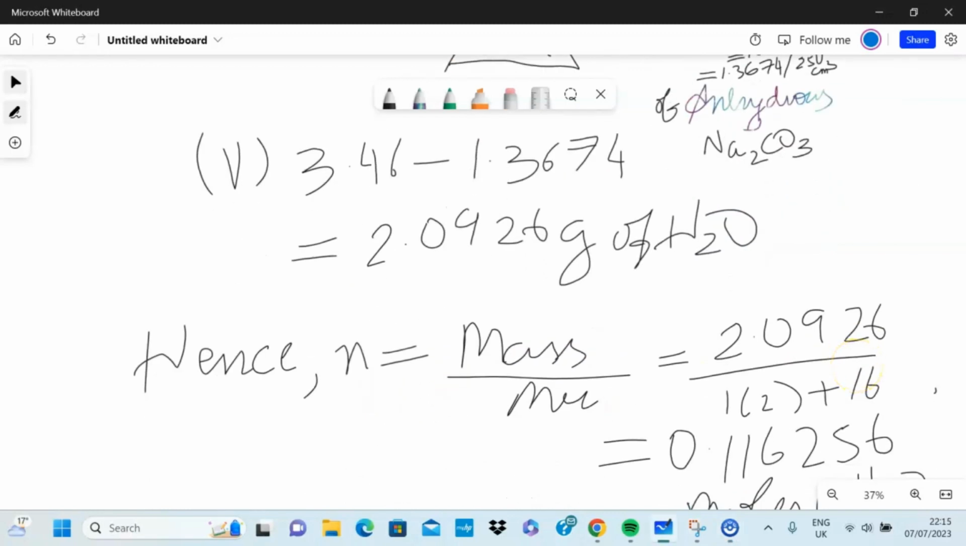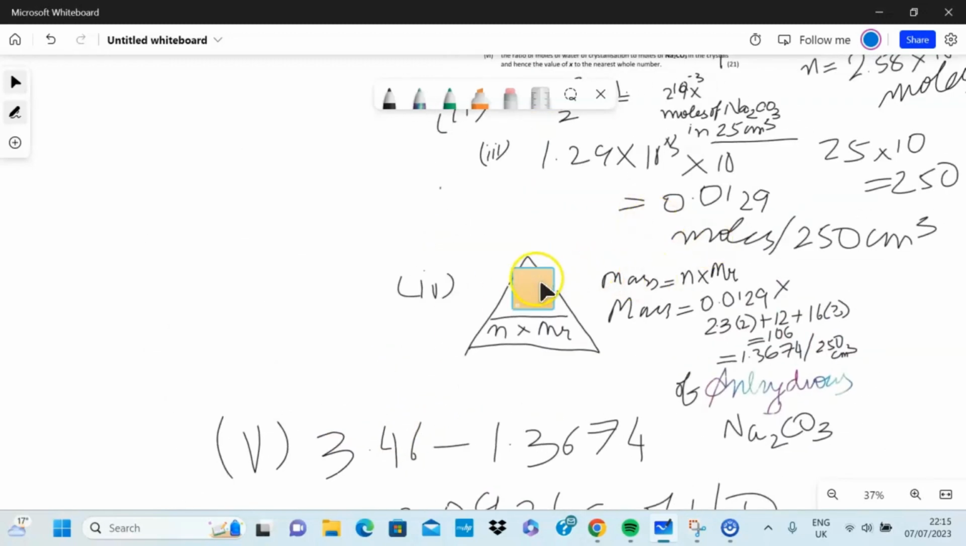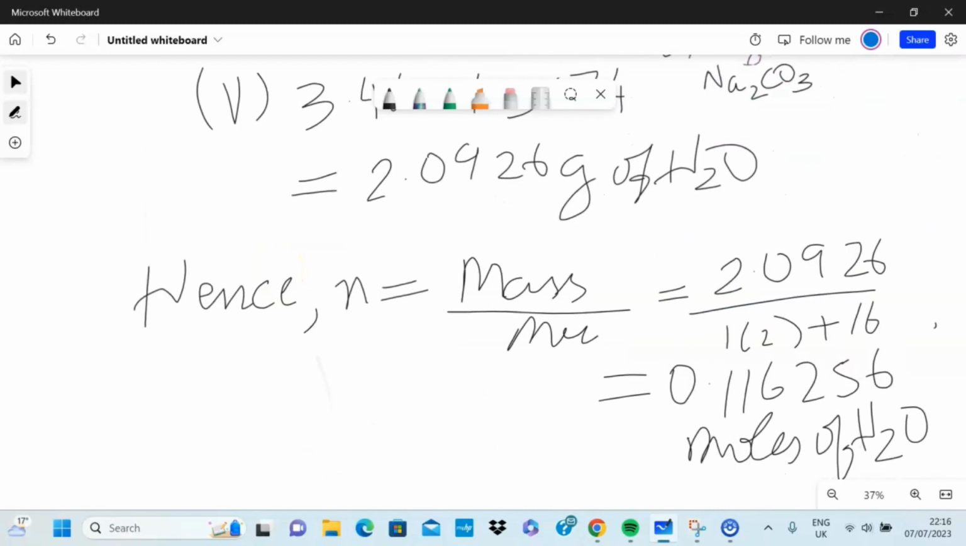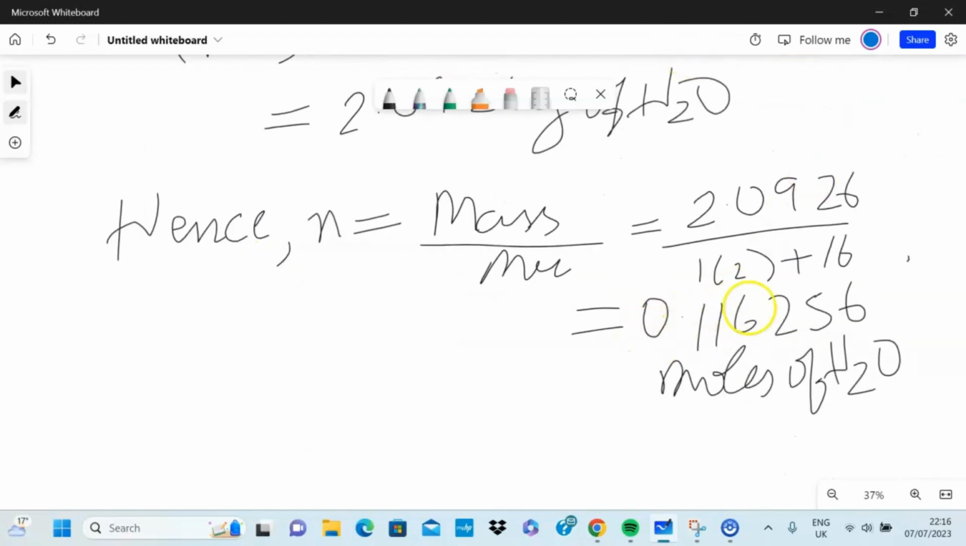And hence, using that old answer that I got, n equals mass divided by mR. I get that from this. I just have to move this now to moles, so I get mass divided by mR, and that would give me this answer, 0.116256 moles of H2O. Remember, I wrote out the mR, and that equals 18, okay?